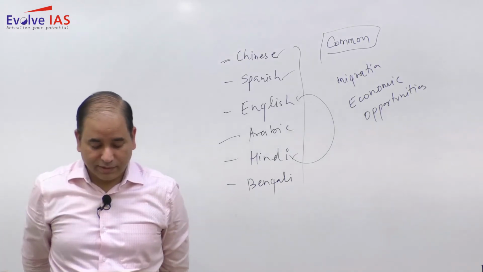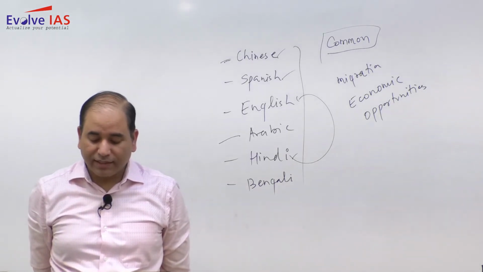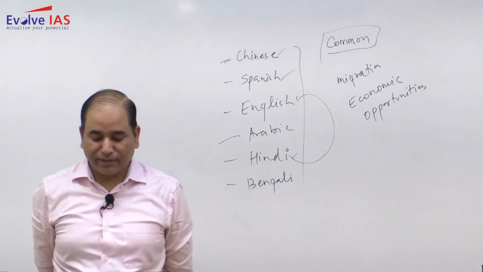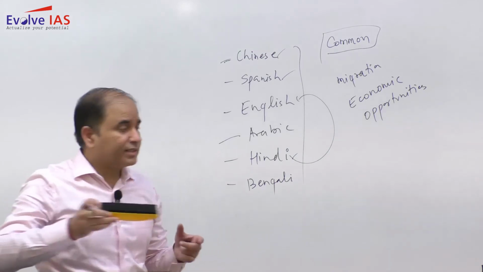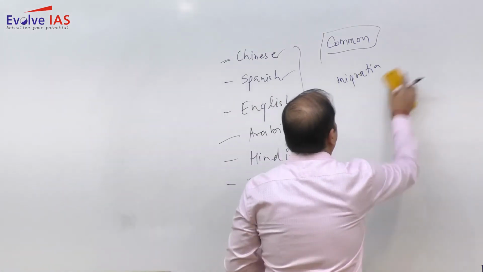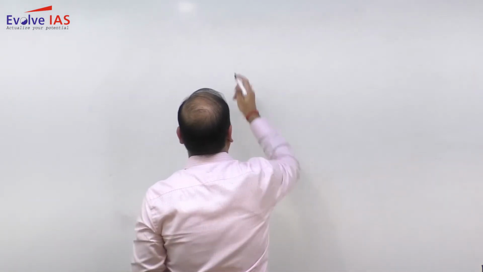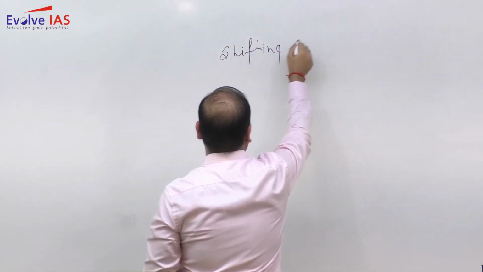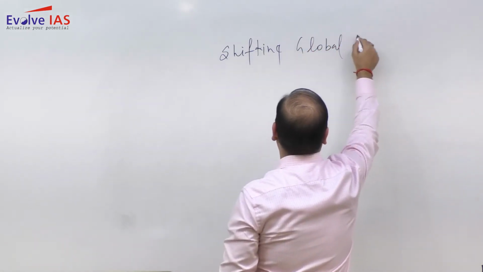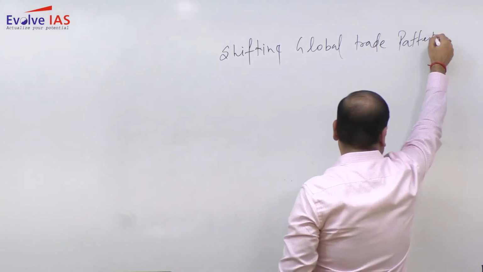Moving to the next question. Shifting global trade patterns create new opportunities. Examine this statement. So shifting global trade patterns. One thing is clear, that the trade pattern is shifting. So how is it shifting?